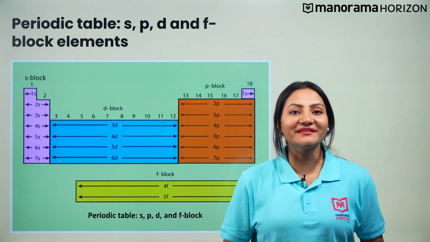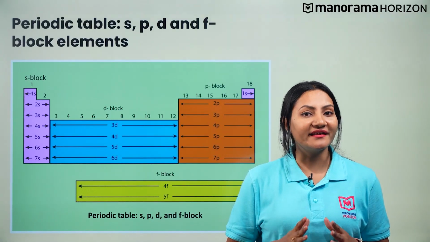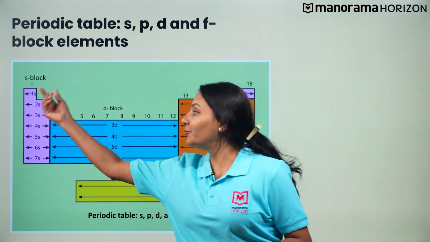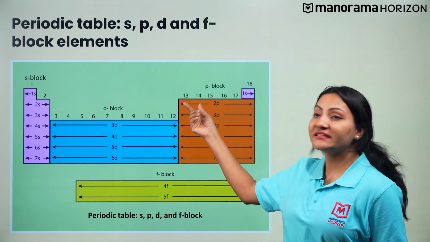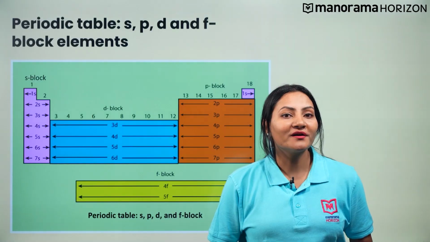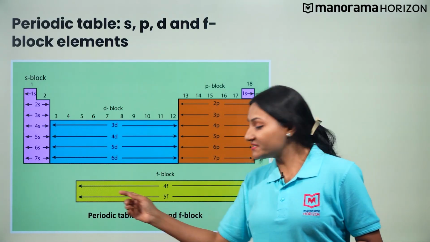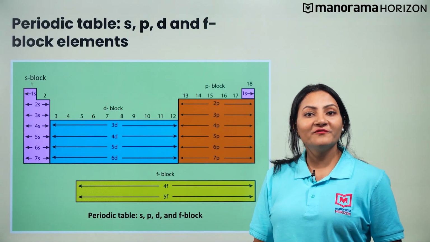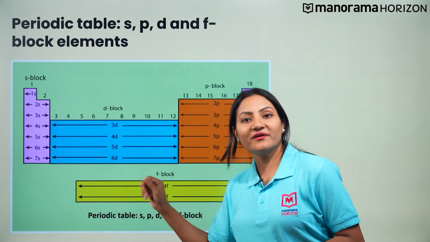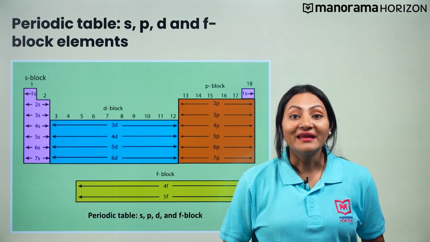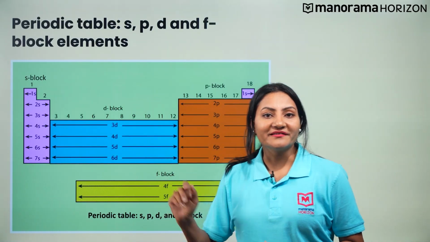All of you might have seen the modern periodic table, right? It contains the s block, which includes group 1 and group 2, the p block, which includes group 13 to 18, the d block, which is located from group 3 to group 12. And at the bottom we have f block elements, which include two series. One is the lanthanide series and the second one is the actinide series. In this video, we will study about the d block elements.